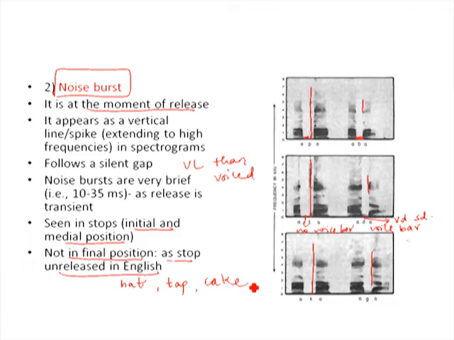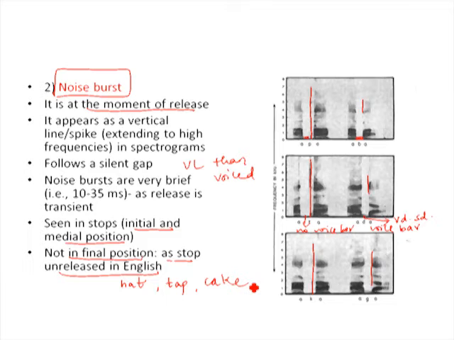Okay. Now, when I take this example, when I produce those stops in the final position, it's hat, tap. I'm not releasing that p, or the t. I'm keeping that in a very unreleased position. So it goes hat, tap. I'm not releasing it. I'm just closing and ending it.